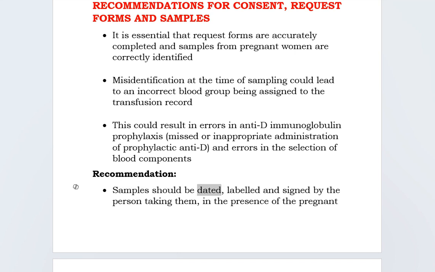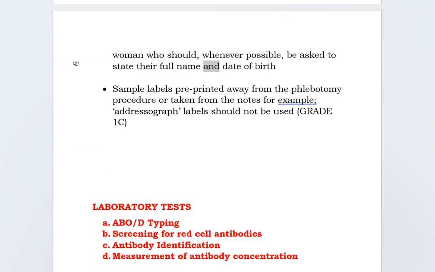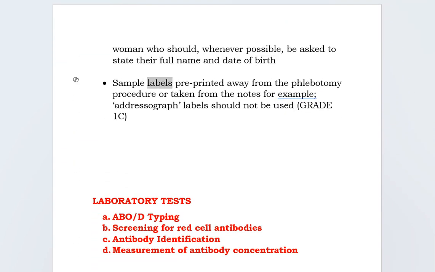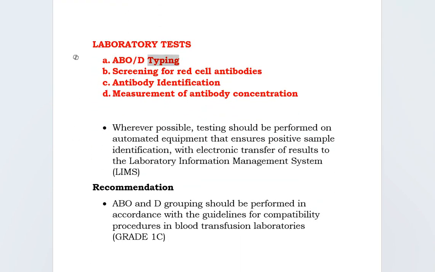Recommendation. Samples should be dated, labeled and signed by the person taking them, in the presence of the pregnant woman who should, whenever possible, be asked to state their full name and date of birth. Sample labels pre-printed away from the phlebotomy procedure or taken from the notes, for example, addressograph labels should not be used. Grade 1C.